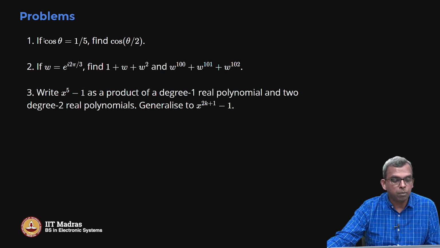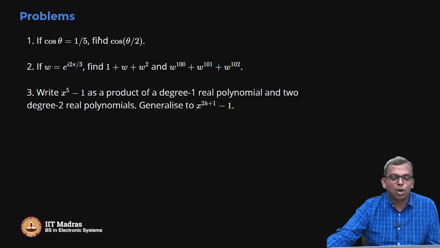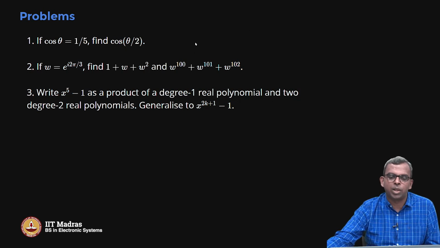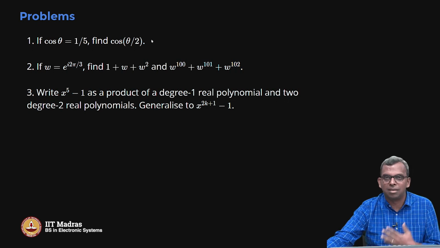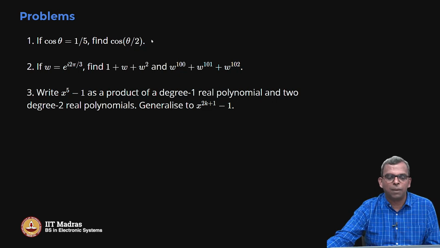Supposing I tell you cos theta is 1 by 5, how will you find cos theta by 2? Okay, it's a very standard high school problem. You use the cos 2 theta formula. Cos 2 theta is cos square theta minus sin square theta, and then you use sin square theta as 1 minus cos square theta. So, you get 2 cos square theta minus 1, and here you put theta equals 1 by 5, and theta by 2 you will get by solving that quadratic type equation. Okay. So, it's a very standard formula. I am not going into details here, so hopefully you can do this.